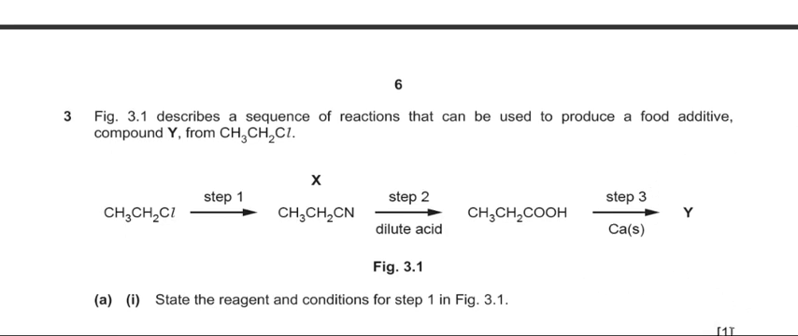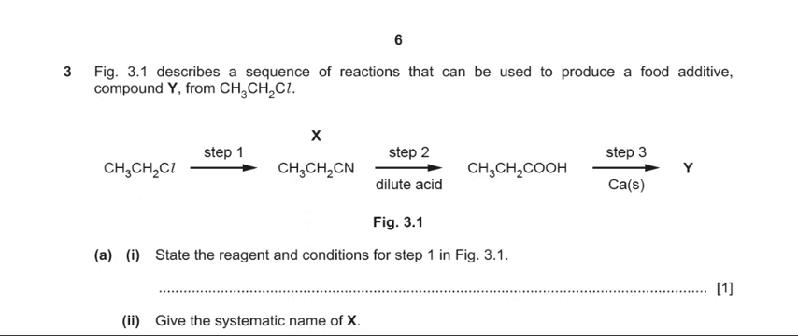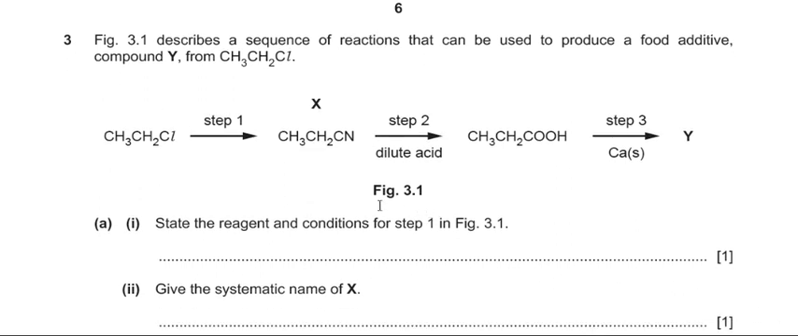and trying to discuss it completely so that you are satisfied and you may learn properly, not only how to answer, but to understand what concepts are involved in these questions, or specifically question 3. Here it says that figure 3.1, which is this figure, gives us a synthetic route. It asks to describe a sequence of reactions that can be used to produce the food additive, compound Y, from chloroethane. So chloroethane is what?